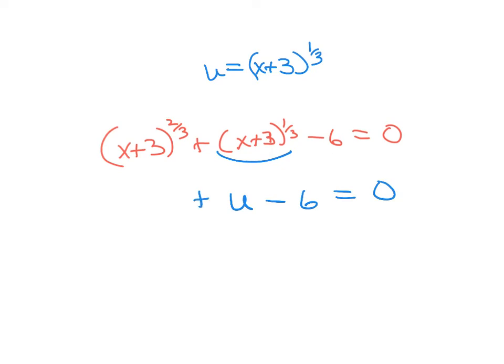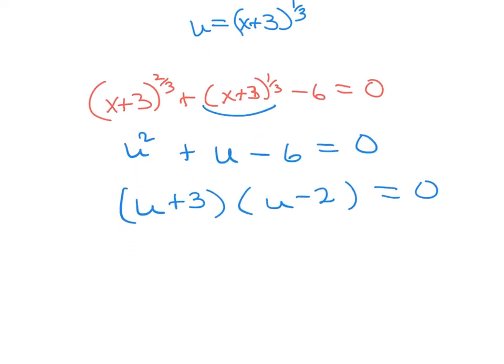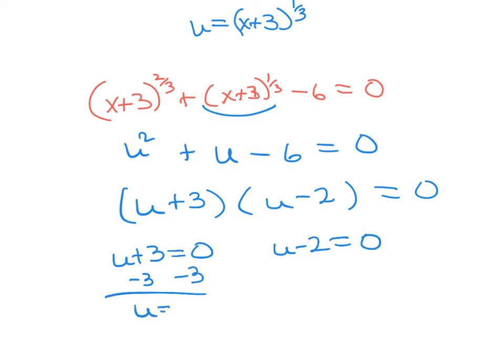And then again, your first term will be u squared. So I'm looking for the factors of negative 6 that will give me 1 when I add them. Those factors are going to be positive 3 and negative 2. I now need to set them equal to 0. u plus 3 equals 0. u minus 2 equals 0. Subtract 3: u is equal to negative 3. Add 2: u is equal to 2.